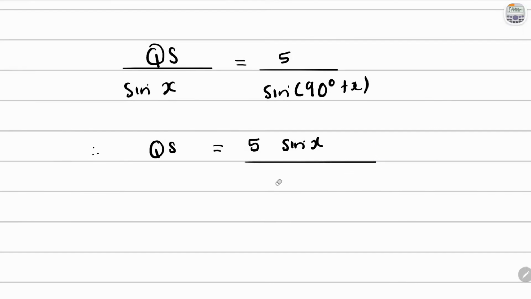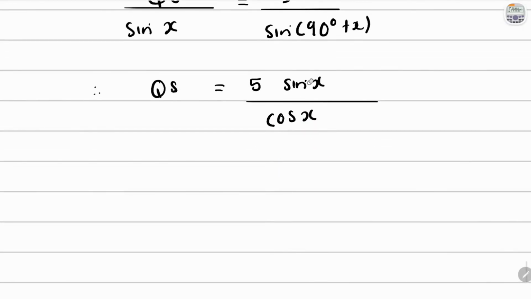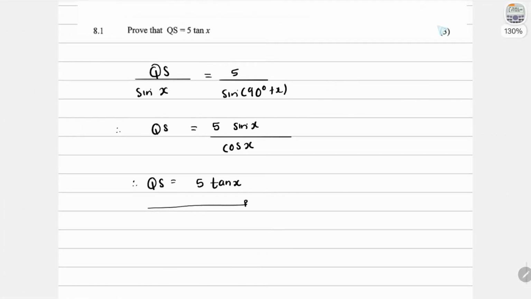That's a cofunction, so it simplifies to cos X, and that's where the tan comes from. So QS is simply equal to 5 tan X because of sine X over cos X. And that is our answer.